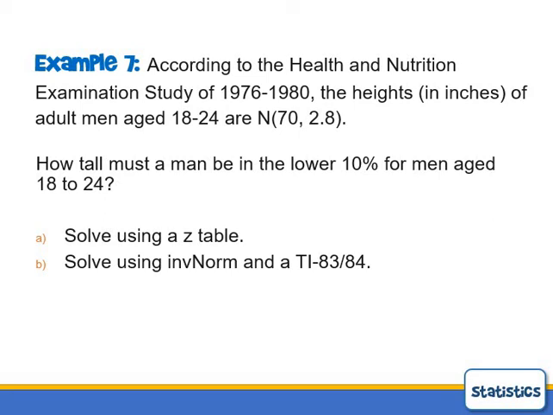So example 7 says, according to the Health and Nutrition Examination Study of 1976 to 1980, the heights in inches of adult men age 18 to 24 are normal with a mean of 70, standard deviation of 2.8 inches. How tall must a man be? I think I left a word out here. How tall must a man be to be in the lower 10% for men aged 18 to 24?